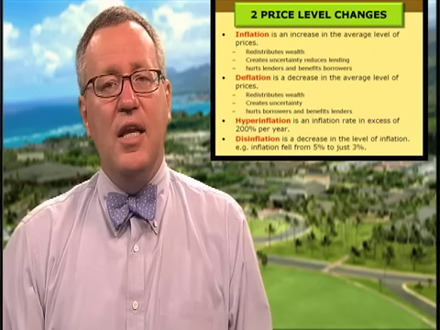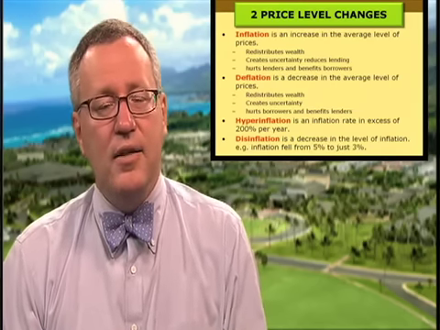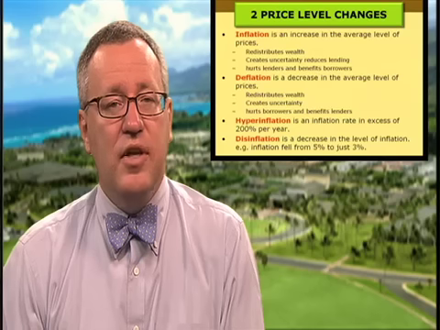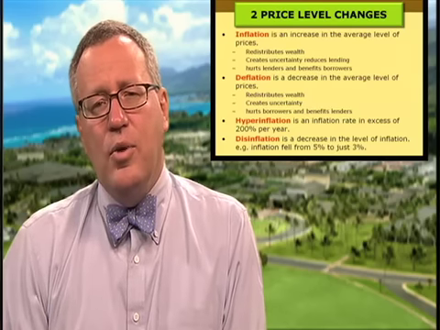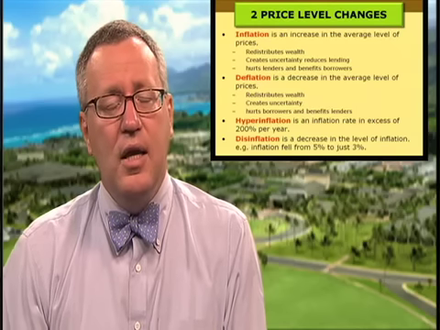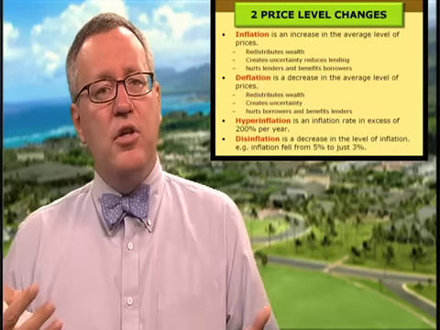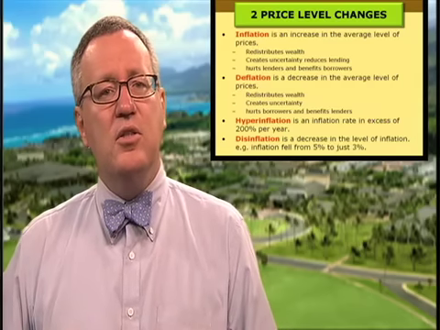Disinflation is just a decrease in the level of inflation. If inflation fell from 5 to 3%, that would be called a disinflationary number. And what's interesting is that over time, we've had relatively low inflation. We've benefited from that, and the economy has benefited from that because our uncertainty went down. We didn't have nearly as much uncertainty.